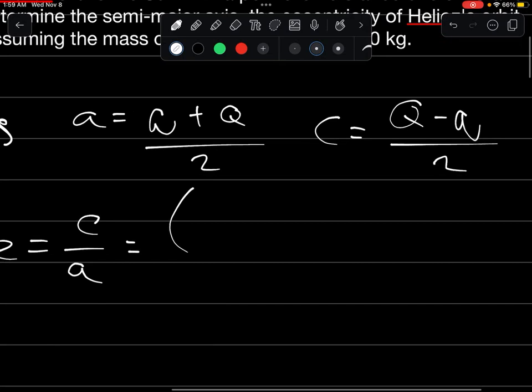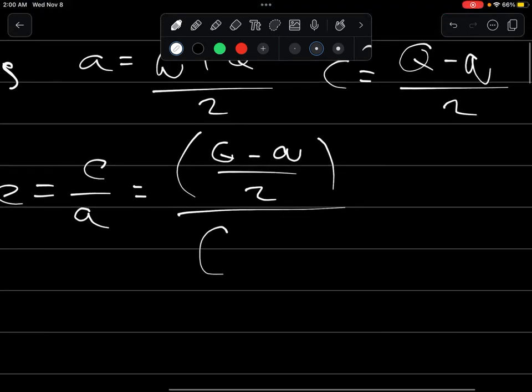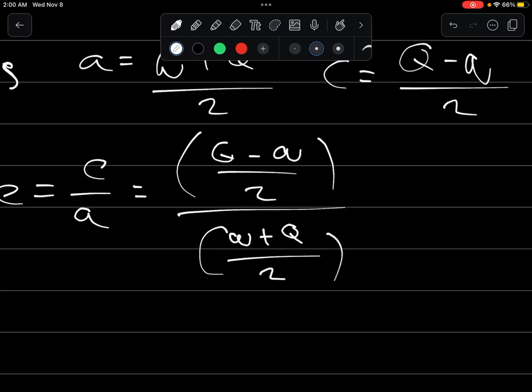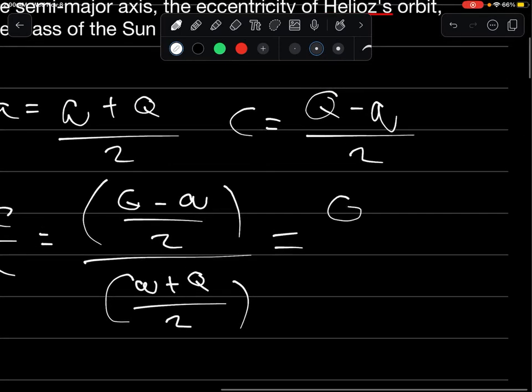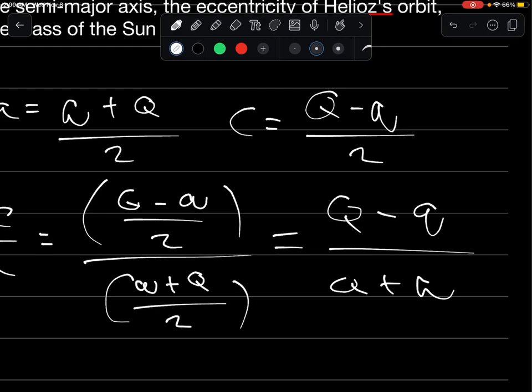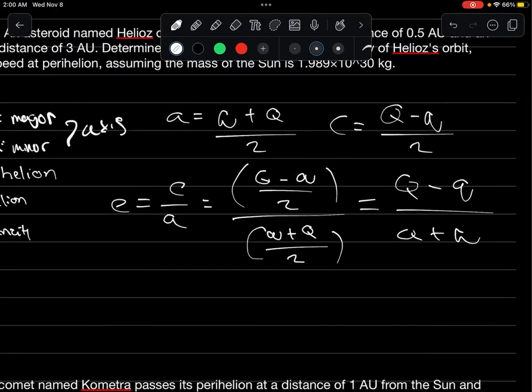big Q minus little q over 2 over little q plus big Q over 2. And what this will actually give us is the equation big Q minus little q over big Q plus little q. Okay, and that will be our eccentricity formula.